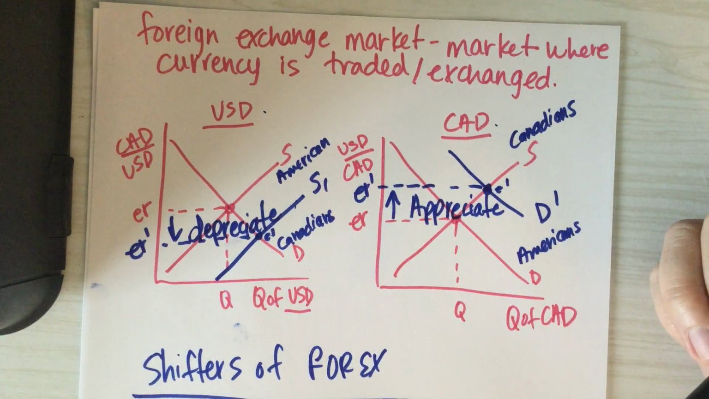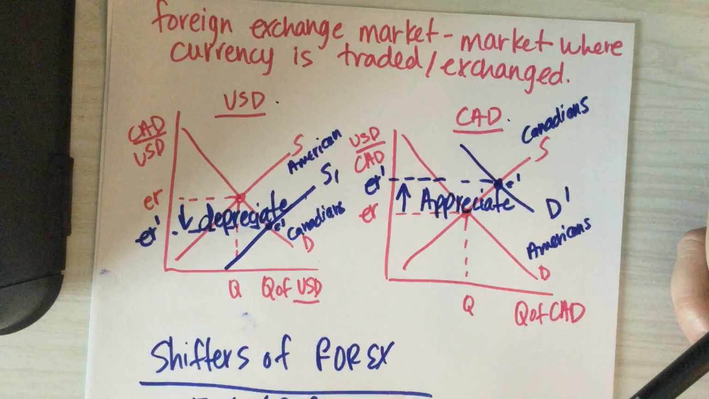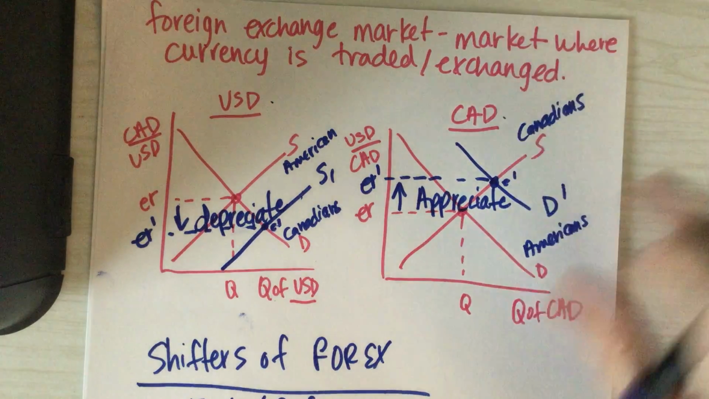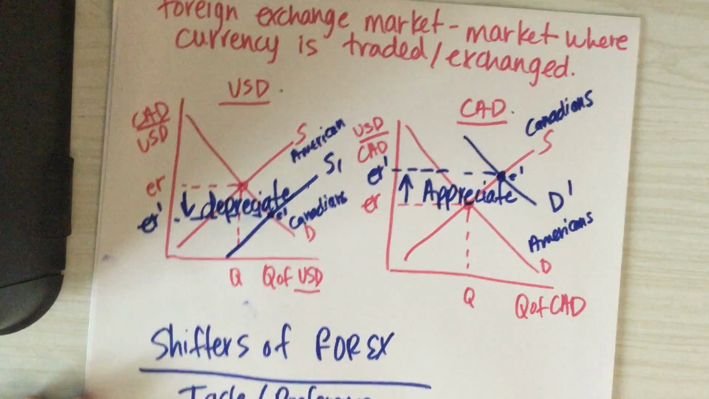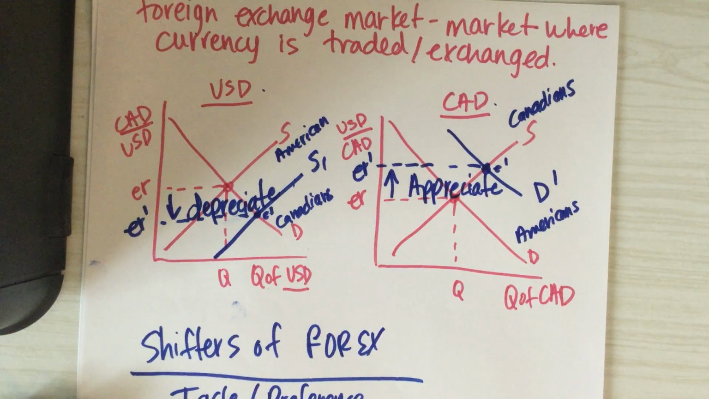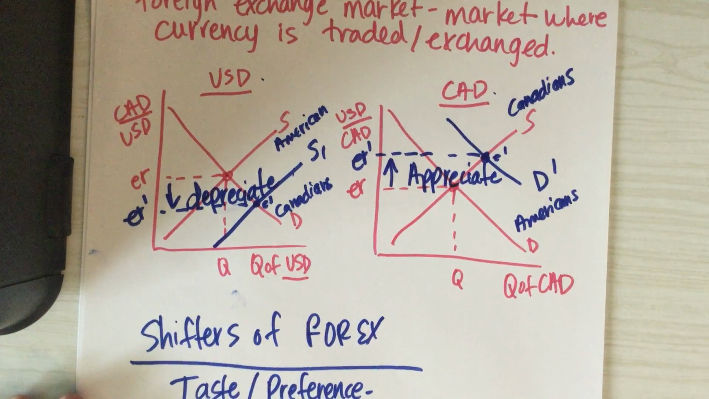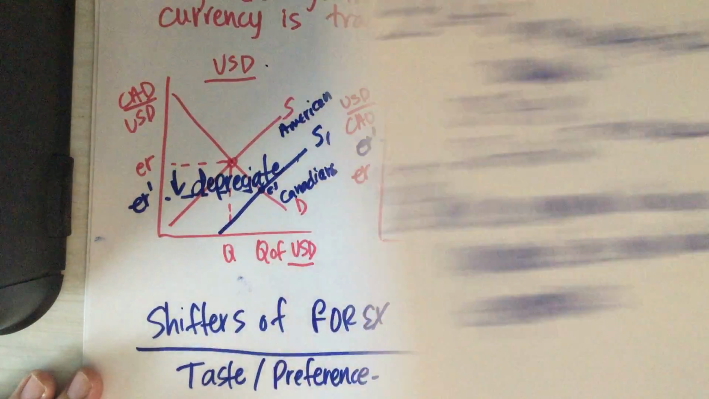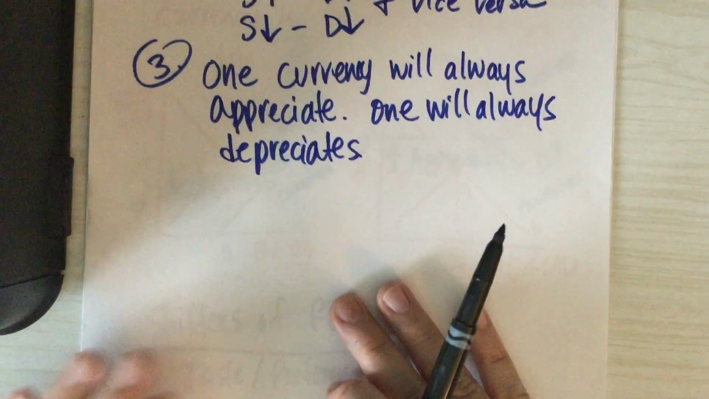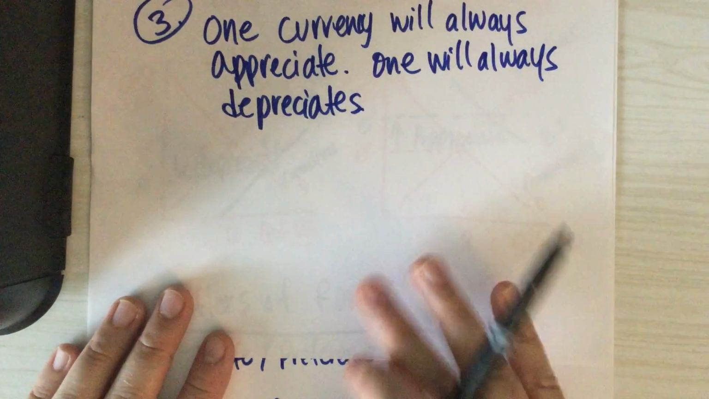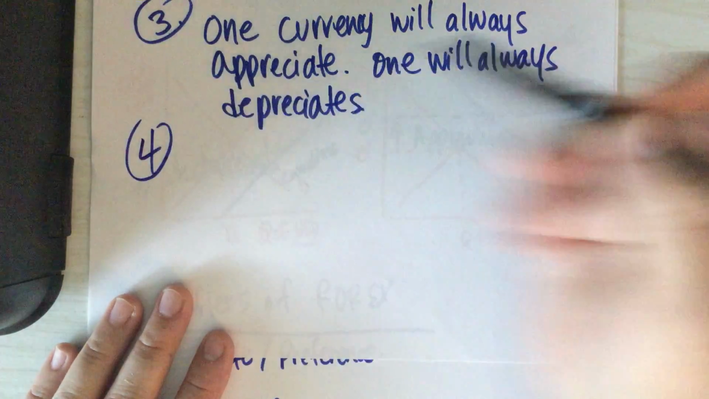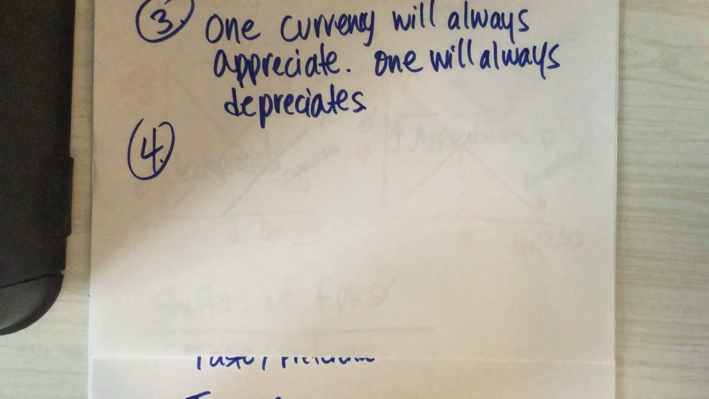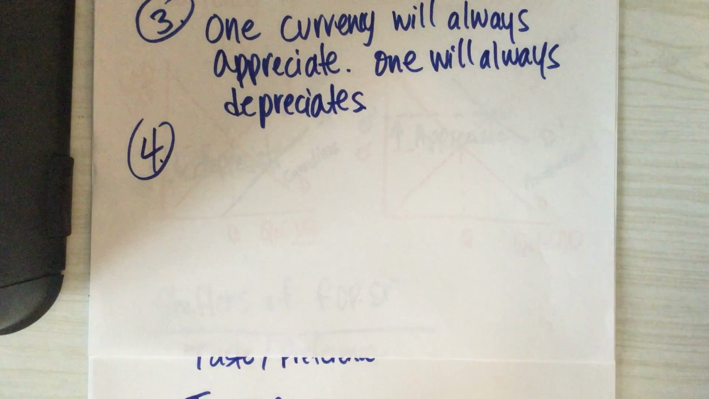Let's go over the last rule. Remember I said that appreciated and depreciated dollars are not necessarily a good or a bad thing. So put that in your mind. It's not always necessarily good or bad. However, you should also remember there's always going to be a follow-up question about how this ties into the balance of payments. And we have not gone over the balance of payments this semester.